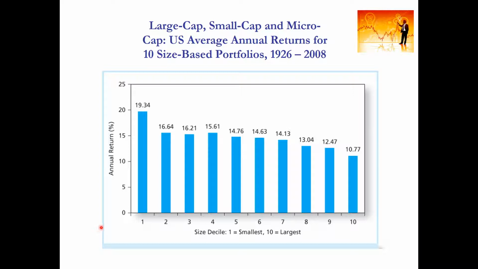We can see that the smallest decile of stocks across the period 1926 to 2008 earned an average annual return of 19.3%, whereas this average annual return decreases all the way down, and the largest stock portfolio's average annual return is only 10.77%. So this difference between the average return of the small and largest section of our universe of stock is what we call the small firm effect.